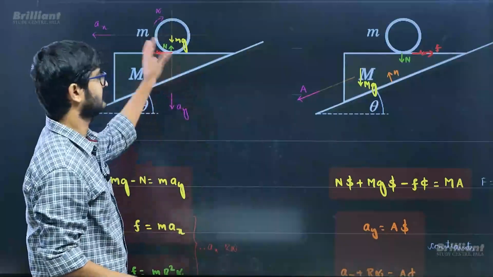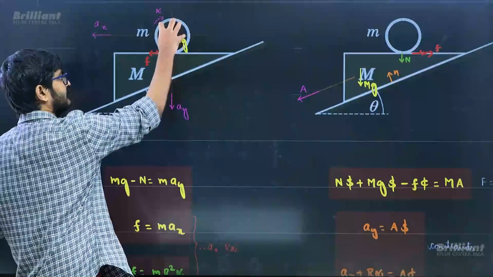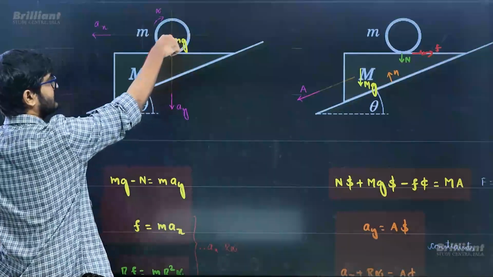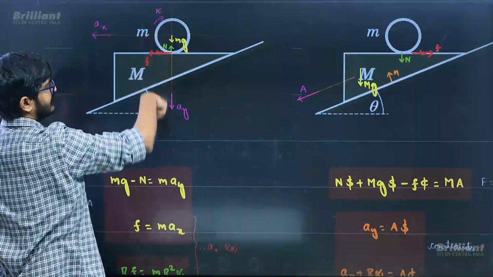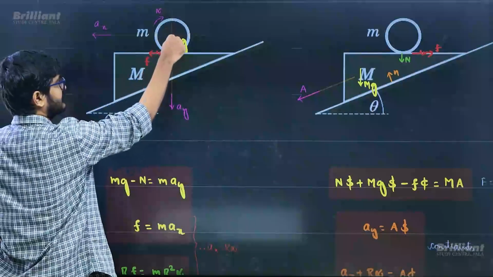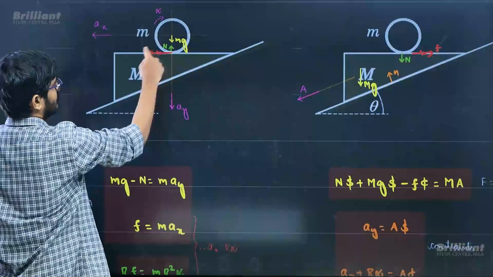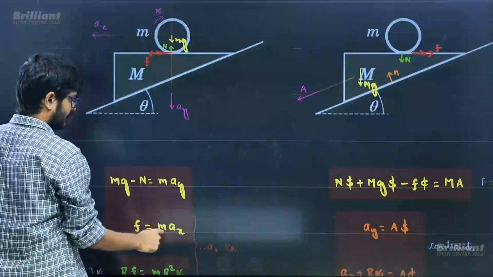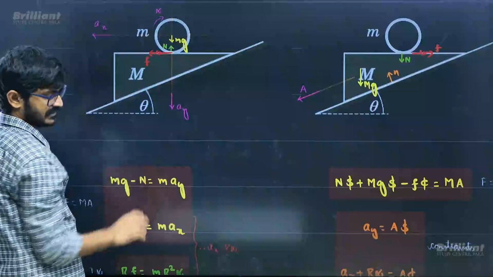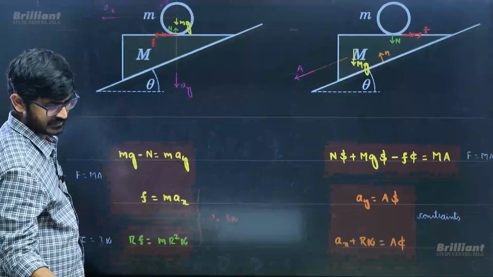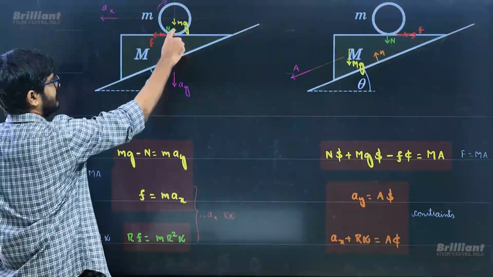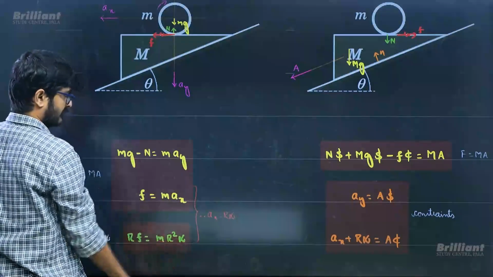We will draw the free body diagram, then we will write F equals ma for this guy. So F equals ma, I can write along x axis and along y axis. Along y axis it is mg minus N, that equals m into ay. Now along x axis the only force is friction, F equals m into ax. Similarly for this guy I can write torque equals I alpha also. Torque is r into F, that equals mr square alpha.